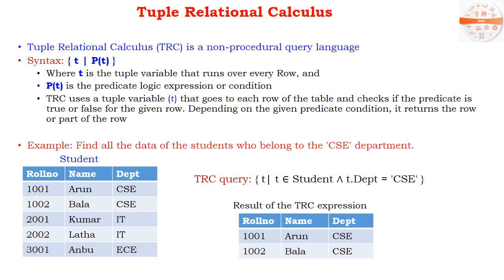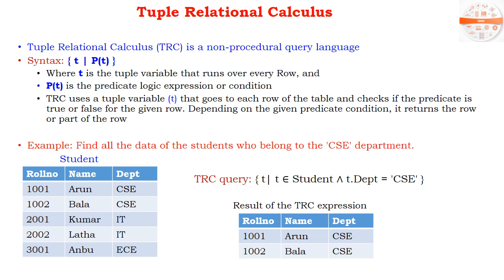Tuple relational calculus is a non-procedural query language. Then how to represent the sentence here? {T | P(T)}, where T is the tuple variable that runs over every row, and P(T) is the predicate logic expression or condition. So the TRC uses tuple variable T that goes to each row of the table and checks if the predicate is true or false for the given row. Depending on the given predicate condition, it returns the row or part of the row.